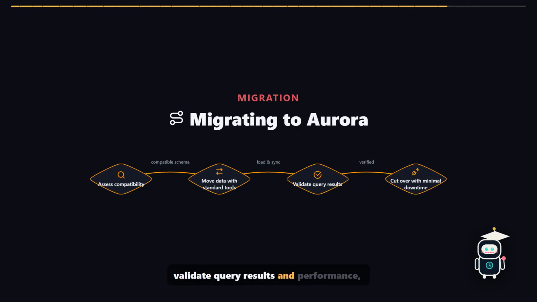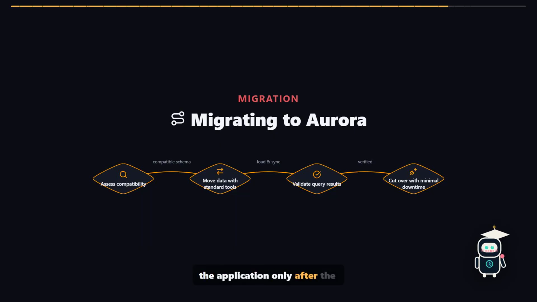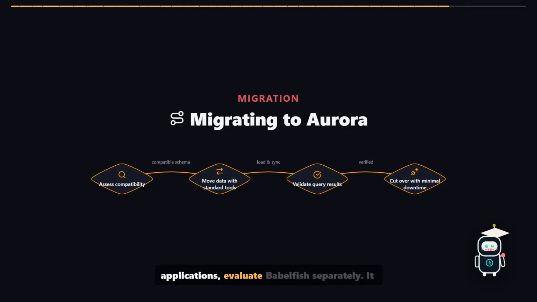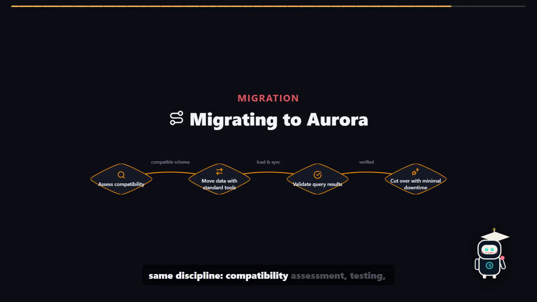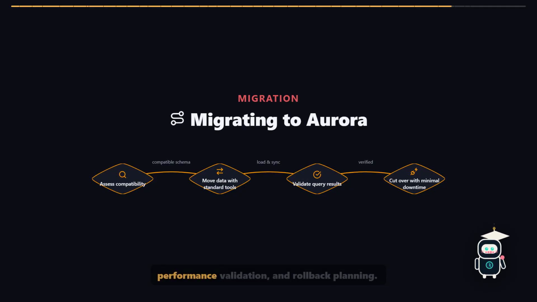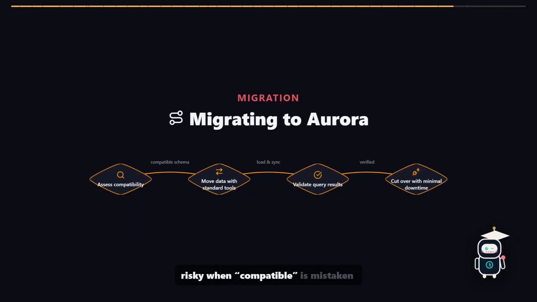Move the schema and data. Validate query results and performance. Rehearse the cutover. Then switch the application only after the tests pass. For SQL Server applications, evaluate Babelfish separately. It can reduce change for supported workloads, but it requires the same discipline: compatibility assessment, testing, performance validation, and rollback planning. Migration is not dramatic when it is planned. It is risky when compatible is mistaken for identical.